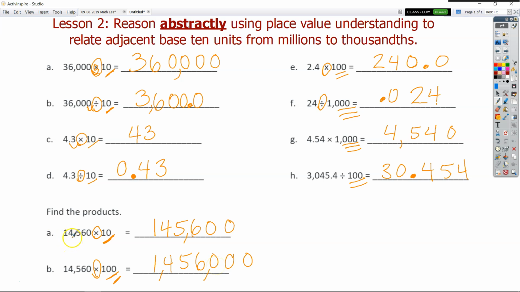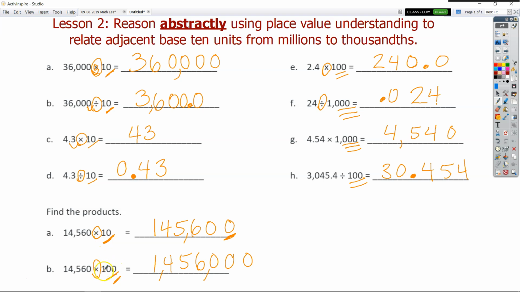And let's take a look at A again. We started off with 14,560 times 10. So it grew times 10. That's our times 10 right there. We moved everything up 1 place value. So if you notice, that original 0 in our first factor that was in the ones place is now in the tens place. Our 6 that was in the tens place is now in the hundreds place. Everything moved to the adjacent base 10 unit, increasing by 10.